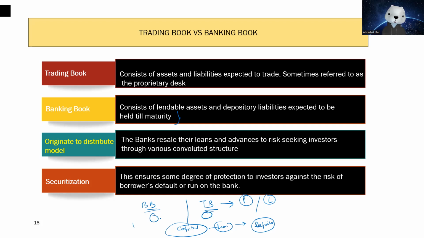So they would predominantly do this in order to reduce the requirement of capital. So that is the reason why the trading book and the banking book are supposed to be separately identified.